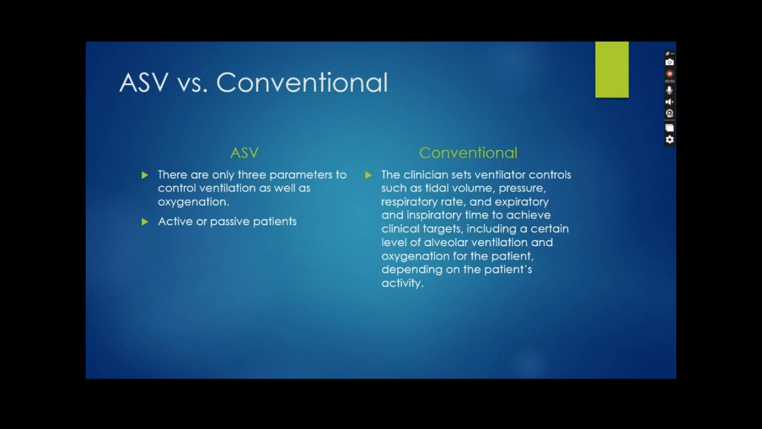Now, compared to conventional ventilation, the clinician can set the ventilator controls such as tidal volume, pressure, respiratory rate, and expiratory and inspiratory time to achieve the clinical targets, including a certain level of alveolar ventilation and oxygenation for the patient, but it is very dependent on the patient's activity. So you have different ventilator modes that you can select depending on the needs of the patient. You have the option of setting a pressure control mode. You have the option of setting a volume control or pressure regulated volume control combo mode. Or if your patient is awake and alert, you have the option of placing them on spontaneous or a CPAP pressure support mode.